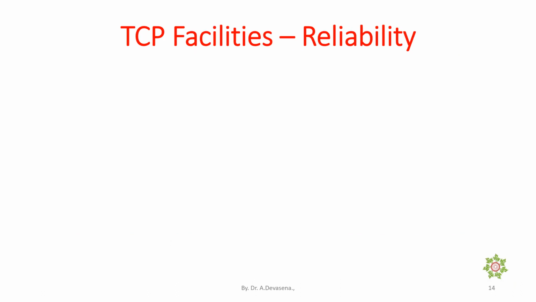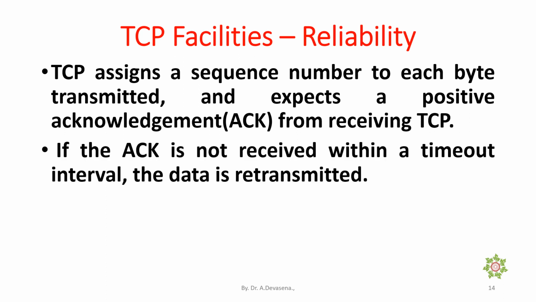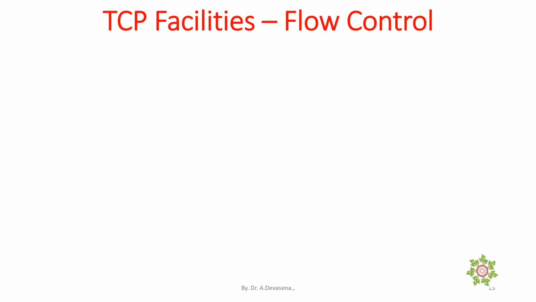We see the reliability facilities. TCP assigns a sequence number to each byte transmitted and expects a positive acknowledgement from the receiving TCP. If the ACK is not received within a timeout interval, the data is retransmitted. The receiving TCP uses the sequence numbers to rearrange the segments when they arrive out of order and to eliminate duplicate segments.